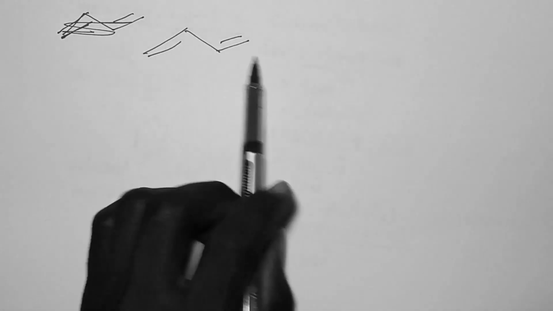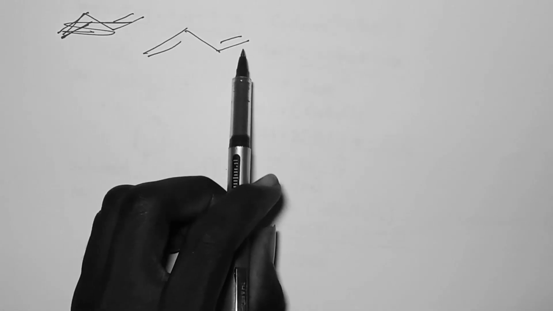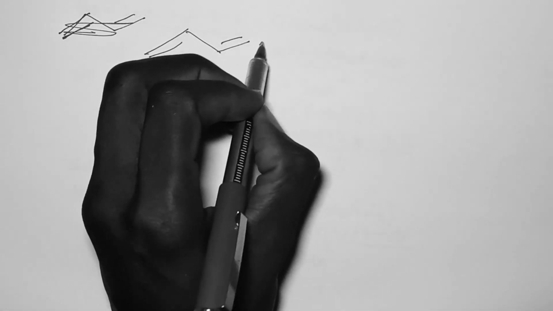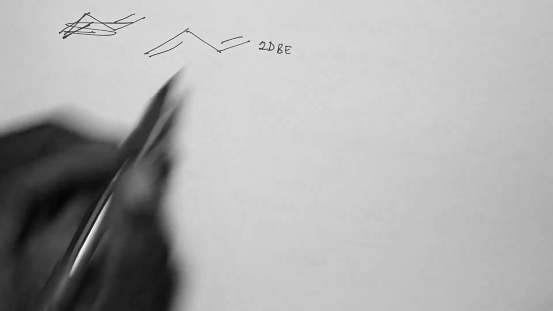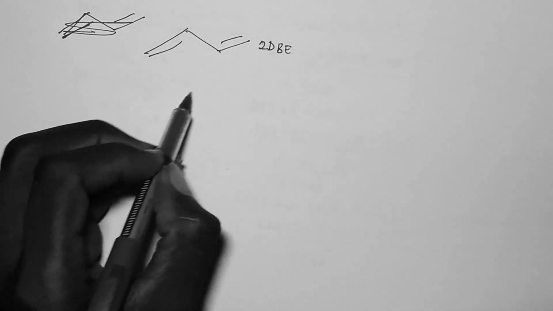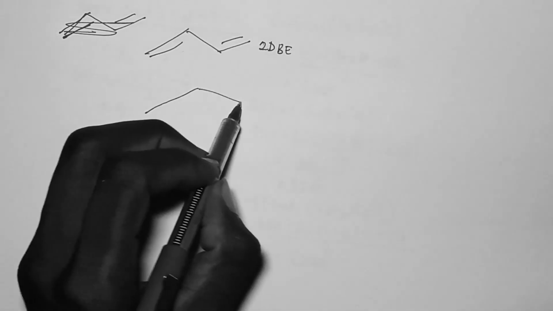What is the double bond equivalence in this molecule? So you see that there are 2 pi bonds. Because there are 2 pi bonds, this molecule has a double bond equivalence of 2. So 2 double bond equivalents. What about this molecule?